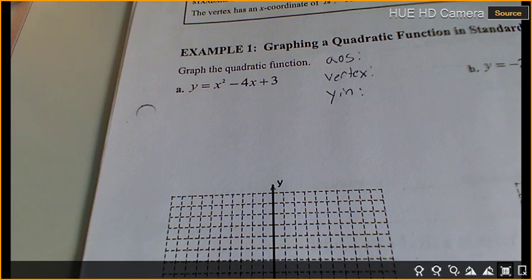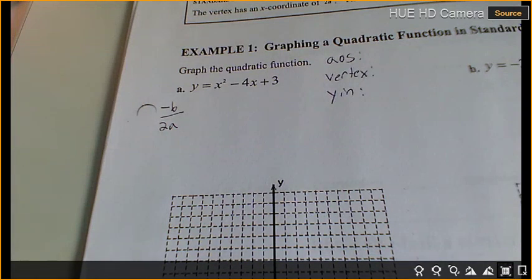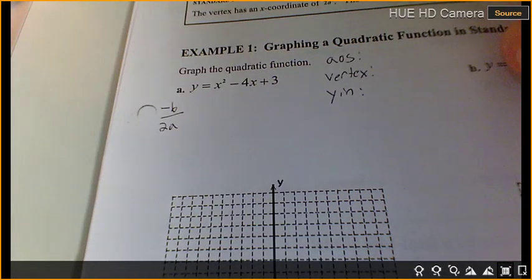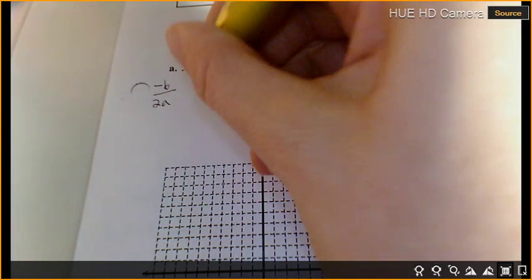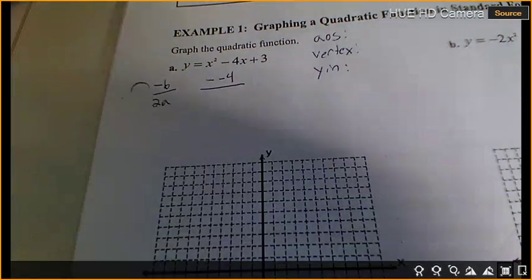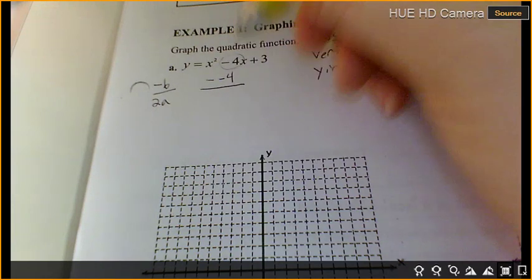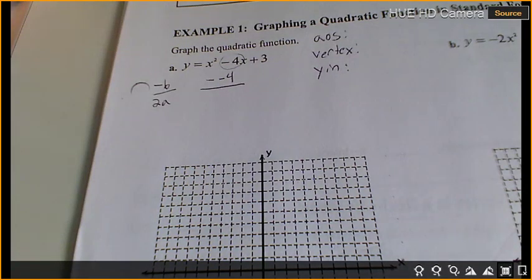For the axis of symmetry, we use the formula negative b over 2a. So what is my b for this equation? If it's written as ax squared plus bx plus c, negative 4 is my b. So I'm going to go minus a negative 4. Can we just put 4? You can, yeah, but we're going to lose people. So you've got to put minus a negative 4.